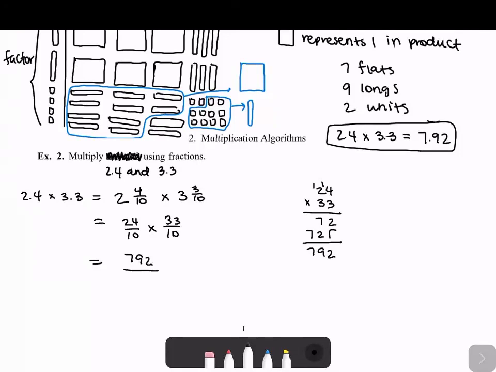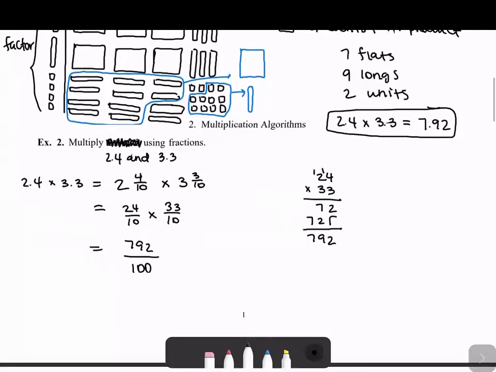And when we multiply the denominators straight across, we get 100. So this is another way that we can see that when we use fractions and we multiply our denominators, multiplying tenths together will give us hundredths because of the multiplication algorithm for fractions where we multiply straight across. This is another reason why we can see how this works. And then 792 over 100 is just 7.92.